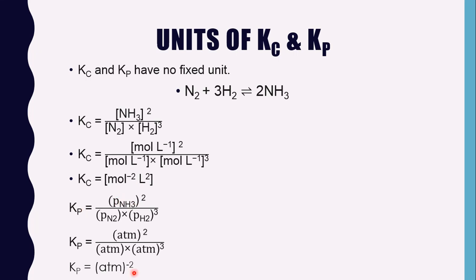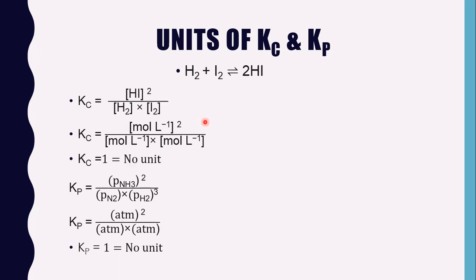This unit of Kc and Kp is only for this reaction. It is not the same for every reaction. Suppose this is a reaction. Here del N equal 0 because the mole number is equal. Mole number of reactant is 2 and mole number of product is also 2.